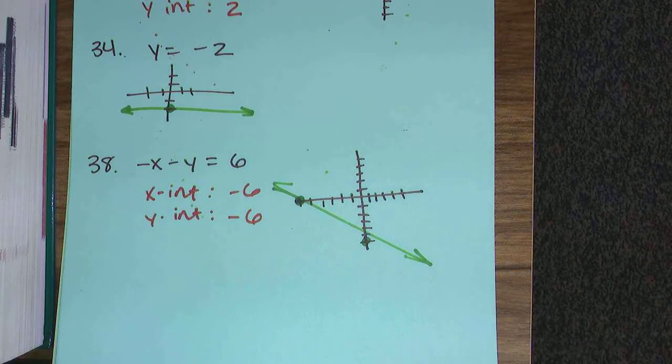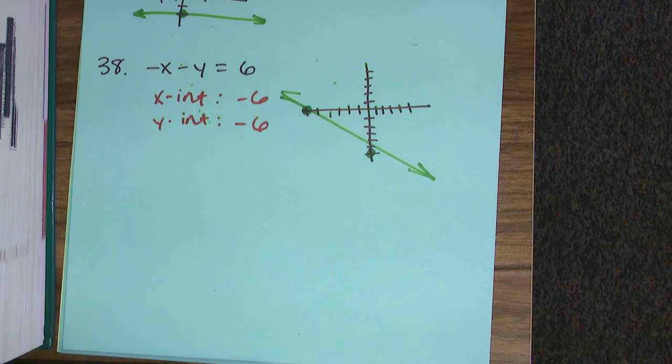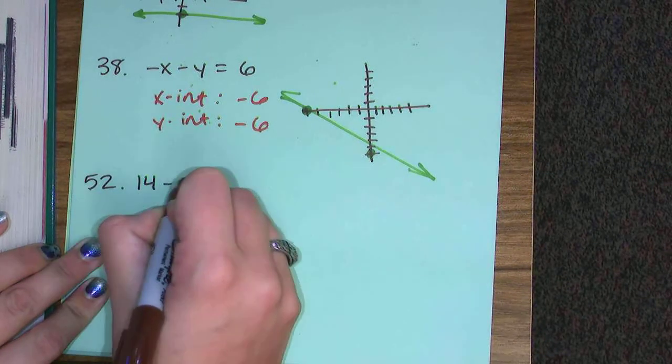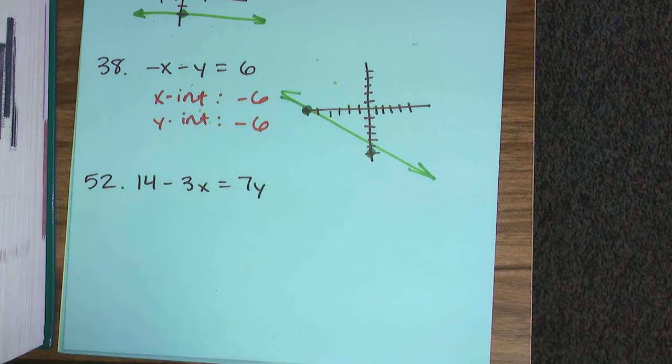Let's look at one that could be done either way. 52. 14 minus 3x is equal to 7y. All right, recommendations on what method I should use here. Berkeley, what do you say? Standard form, Taylor? Standard form, Joelle? Standard form, everybody wants standard form?